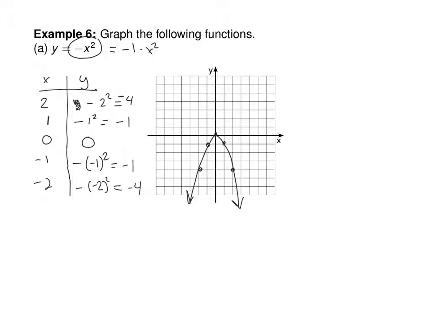okay, so that's what the picture looks like. What did that negative in front of the x squared do to the parabola? Flipped it over. So this is flipped. So we'll say y equals x squared flipped over the x-axis. Okay.